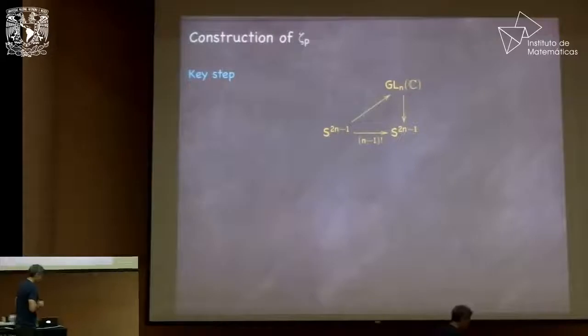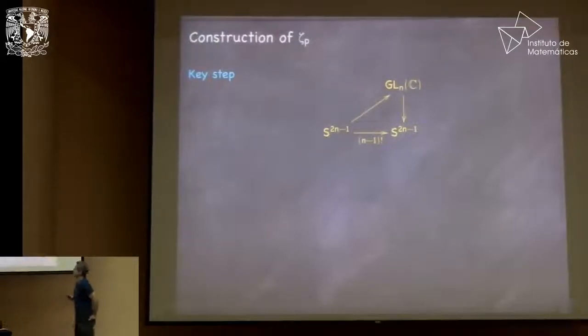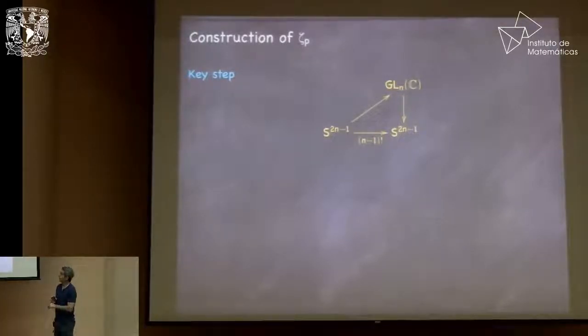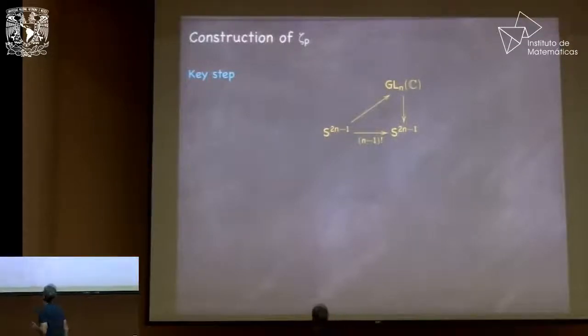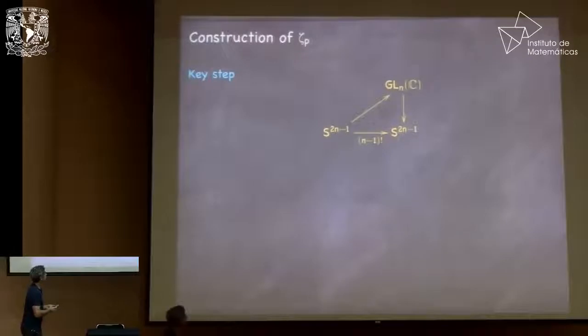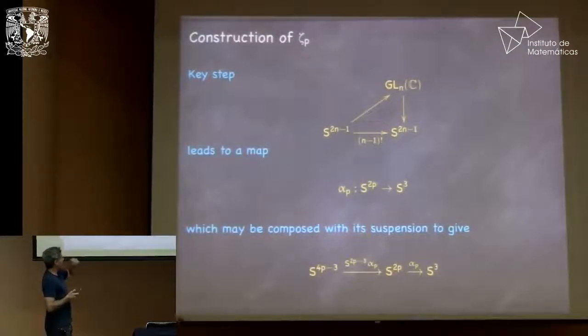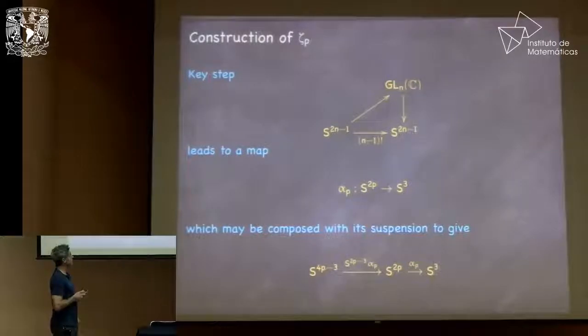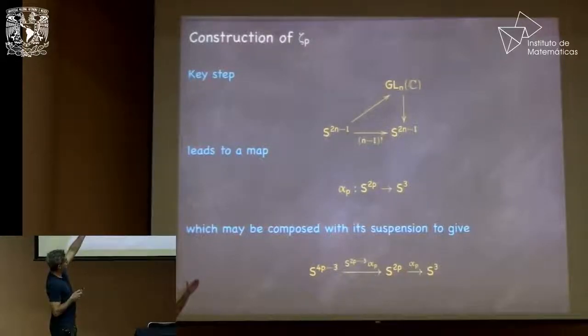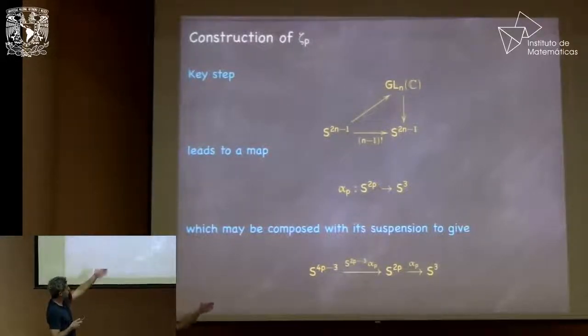Now this is a well-known fact from K-theory. This is used to construct the generator of the K-theory of S^2n, and that n minus 1 factorial was a number produced by Bott, and it has to do with the top Chern class of that bundle. Okay, anyway, using that, you build a map from the 2p sphere to the 3 sphere, and you compose that map with its 2p minus 3-fold suspension to get this element in pi 4p minus 3 of S^3. So in order to do this in motivic homotopy theory, we would need to do all of these steps.